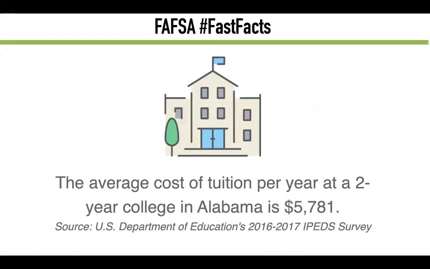The average cost of two-year college in Alabama is $5,781, and that's from the U.S. Department of Education's survey. So the difference between the max Pell Grant and the average cost of a two-year school in Alabama is about $400.